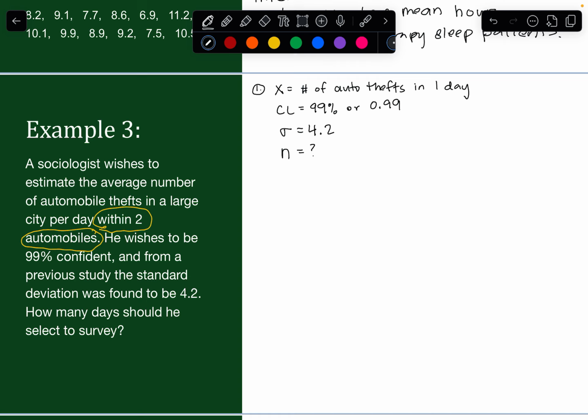When we give a margin like that, where it says within 2 automobiles, within 5%, within 5 centimeters, what they are giving you with those keywords is the margin of error. They are telling us that our margin of error, our EBM, is equal to 2.